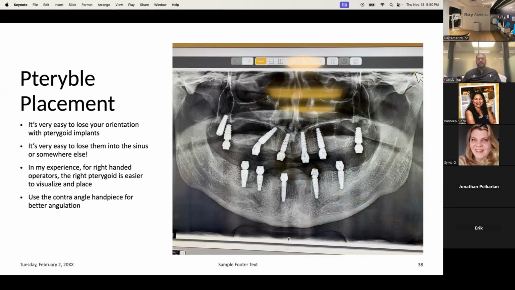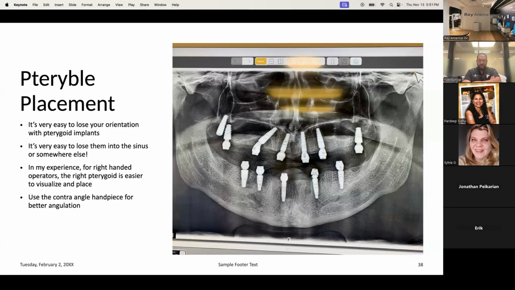So it's very easy to get off track with pterygoid implants because, again, you are placing it blind. Here's a case that I did where I was too vertical and I ended up halfway into the sinus. I had torque on it, so I left it, but I went one site forward and placed a tuberosity implant just as a backup, and I ended up using that one. So it's very easy to get off track on these.